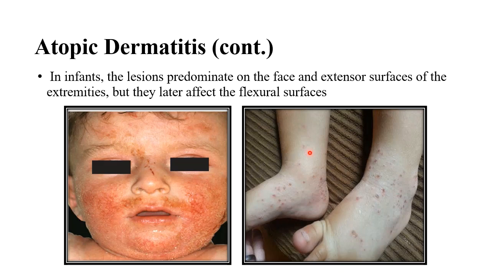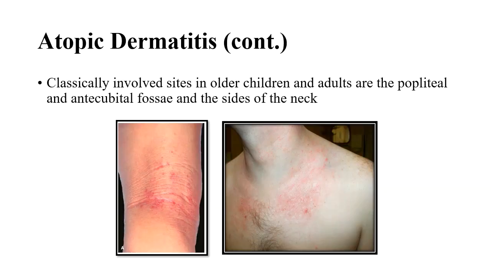Now, we can see in infants the lesions predominate on the face and extensor surface of the extremities, but later they affect the flexural surfaces. Now this is infantile puffy face with confluent erythema, papules, microvesiculation, scaling and crusting. Classically involved sites in older children and adults are popliteal and antecubital fossa and the sides of the neck. Now, one of the hallmarks of atopic dermatitis is lichenification in the flexural region as shown in this picture. We can see the thickening of the skin with exaggerated skin lines and erosions.